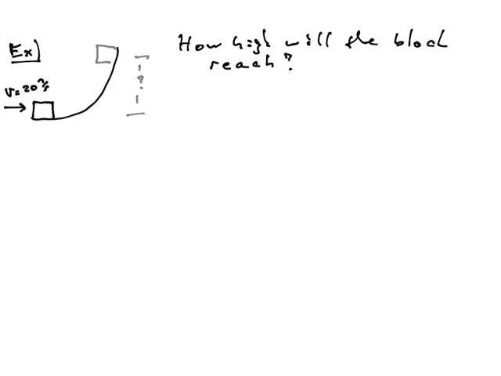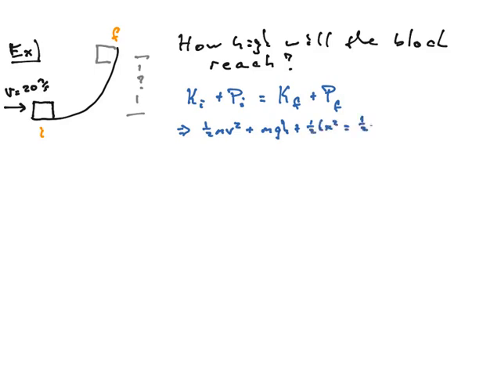Okay. So, conservation of energy. Kinetic initial plus potential initial is kinetic final plus potential final. What are my initial and final states? Initial state, I'm here at the bottom. Final state, I'm at the top. So, 1/2 mv squared plus mgh plus 1/2 kx squared is 1/2 mv squared final plus mgh final plus 1/2 kx squared final.